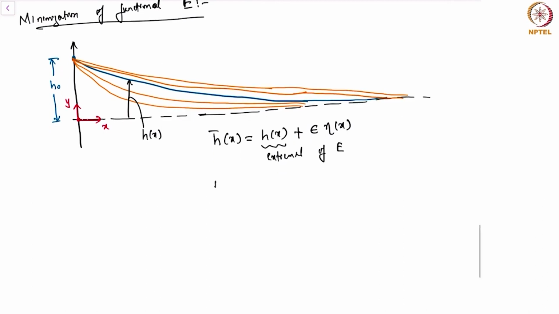We know one thing, that we want to find E as epsilon goes to 0, right?